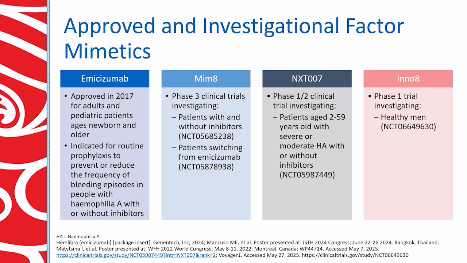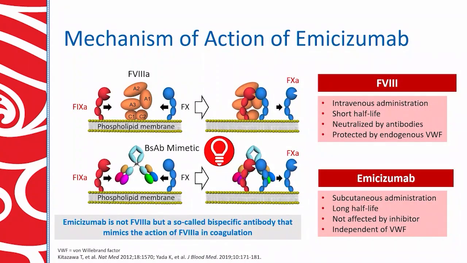So emicizumab, which was approved in 2017 for adults and pediatric patients of all ages, is indicated for routine prophylaxis to prevent or to reduce the frequency of bleeding episodes in people with hemophilia A with and without inhibitors. And this is once more a typical characteristic. All those factor VIII mimetics are designed for prophylactic treatment. And then we have the Mim8, NXT007, and INNO8, three products which are still under clinical development.